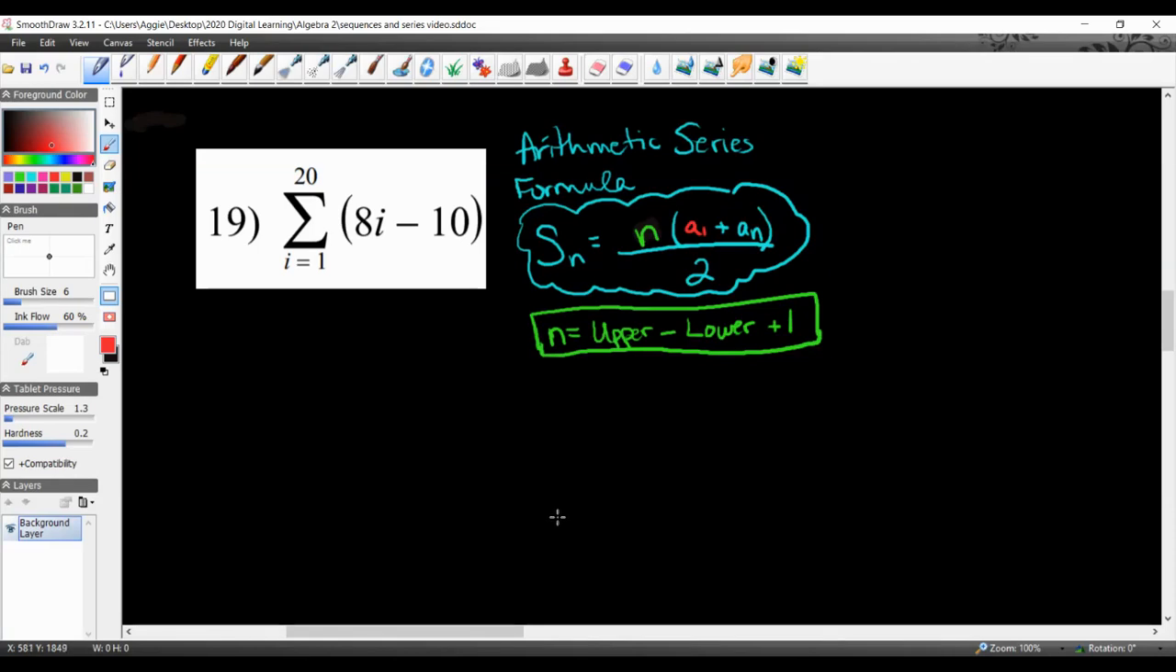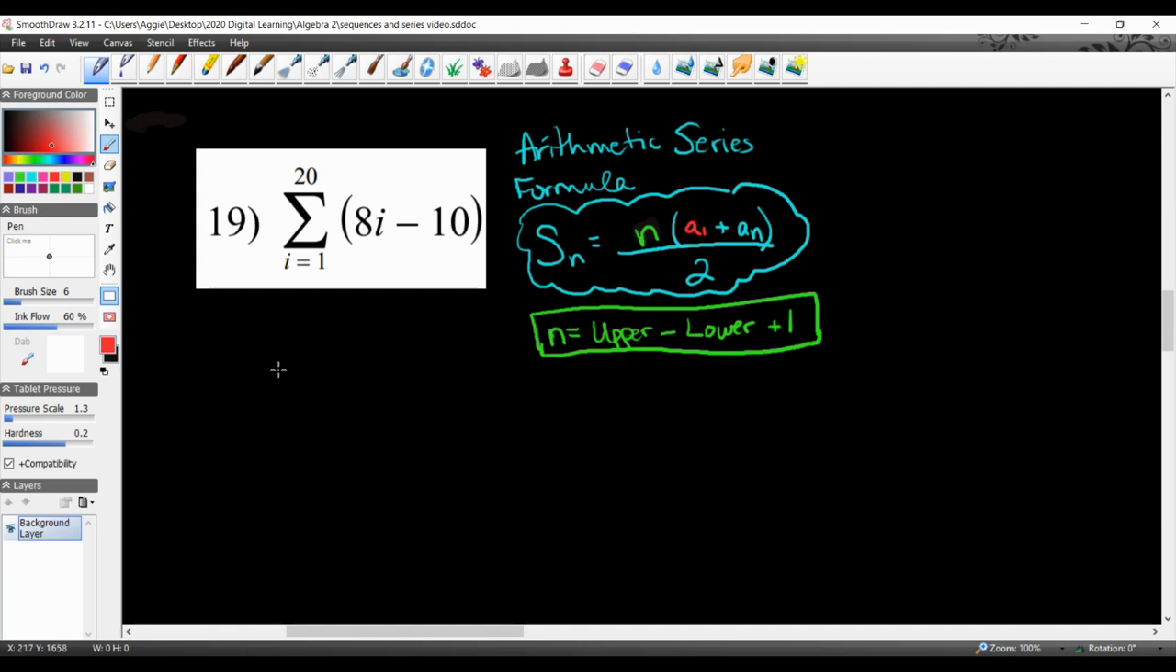Hey, this is the second half of the review for your pre-calculus exam next week. This is going to cover arithmetic series, finite and infinite geometric series as well. So the difference with these ones is that now we're looking at the sum of some number to some other number using a specific function or expression.